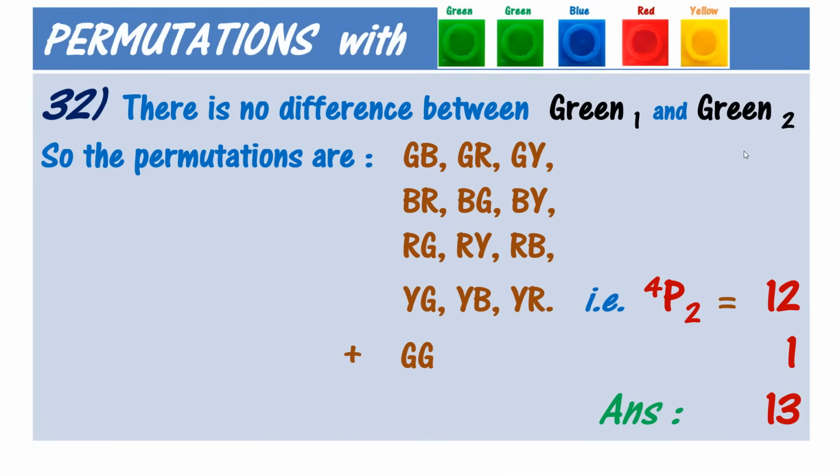There is no difference between green 1 and green 2. That's going to be 4p2, but there's one extra, green green. And that's it. So it's 12 plus 1. The answer is 13.